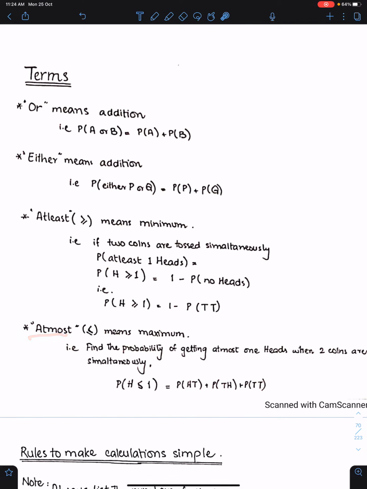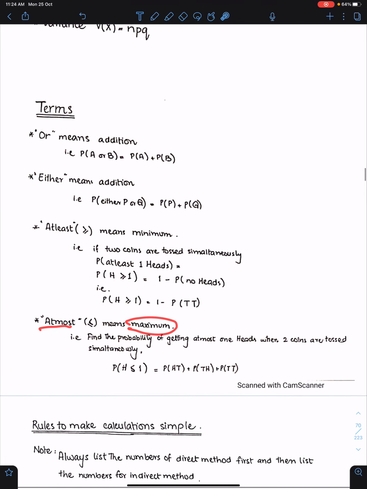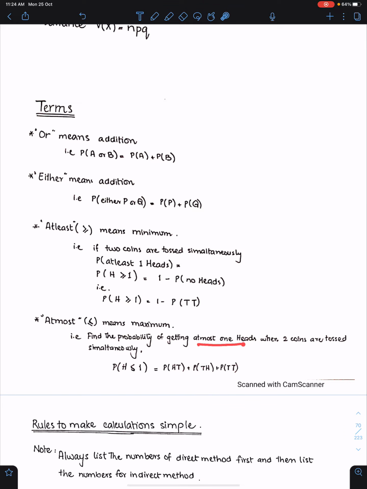At most means maximum. Find the probability of getting at most one head when two coins are tossed simultaneously. So these are the possible options. Or you can do this as: at most one head means 1 minus both heads. This is not the requirement. So 1 minus the option which is not in this list.